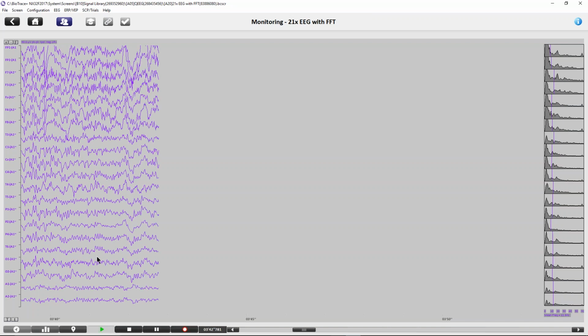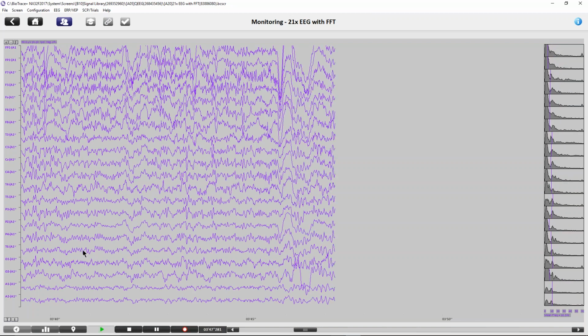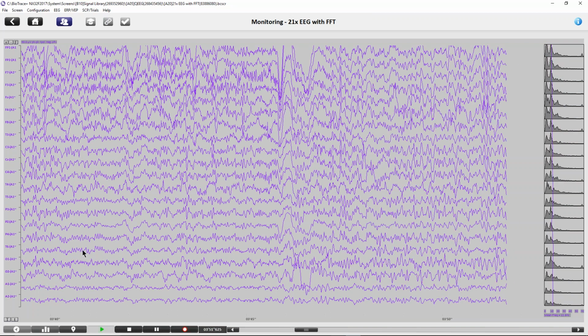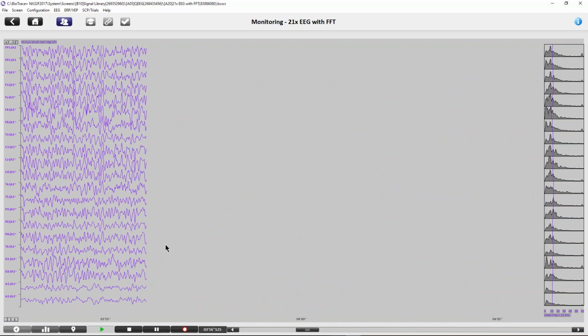So how would I treat a bad connection? I would possibly inject a little bit more gel, although you have to be really careful not to inject too much gel, because if you inject too much gel, you can get a bridging artifact between adjacent electrodes.